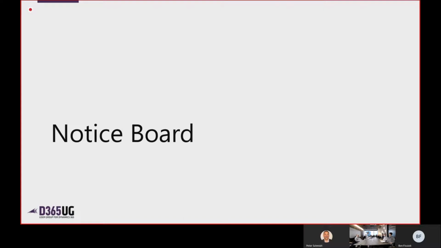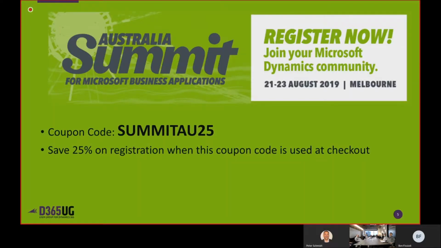Okay, so just a few notice board items. From the 21st to the 23rd of August is the customer section of the Australian Microsoft Business Application Summit. The 20th, which is a Tuesday, is also for partner training.